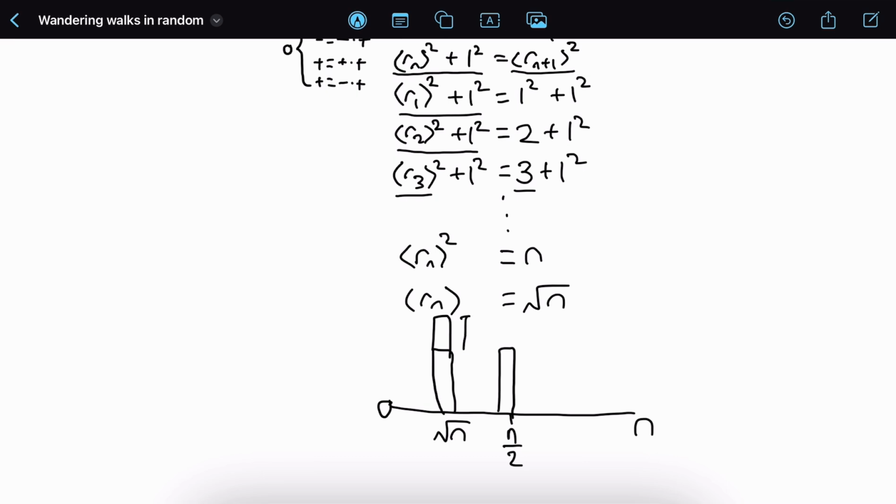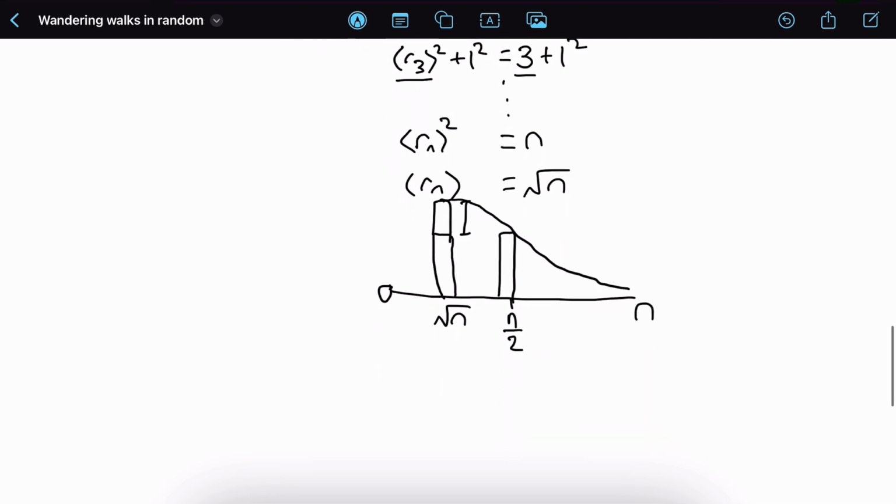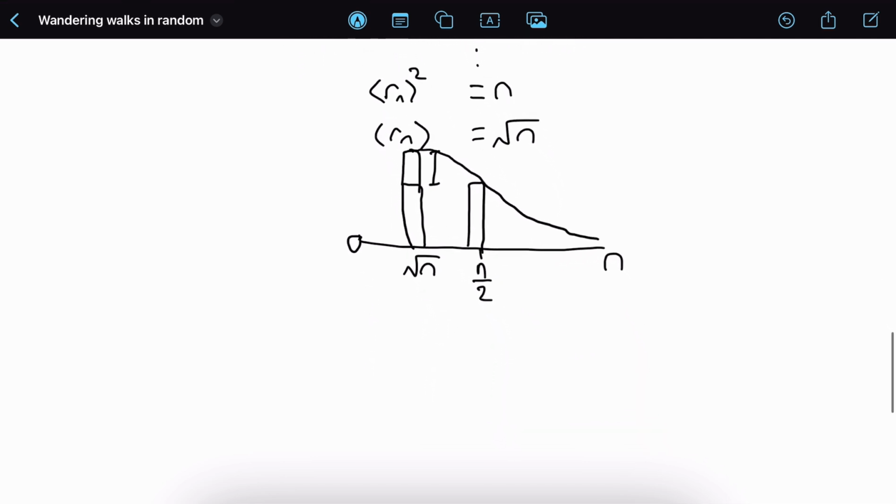And due to this difference in the probability, maybe we guess we can approximate or we can guess the probability distribution should decrease over the distance. As we get further away from the origin, the probability of getting there will decrease. So this is just our guess. Let's try to verify it by evaluating the probability of getting any position away from the origin.